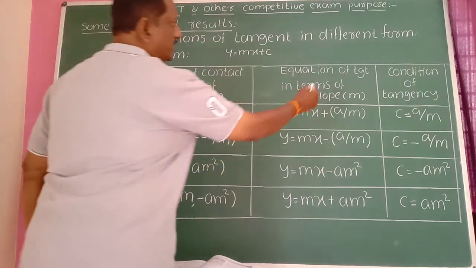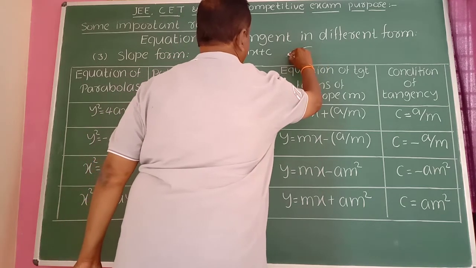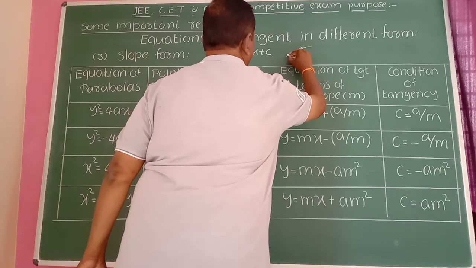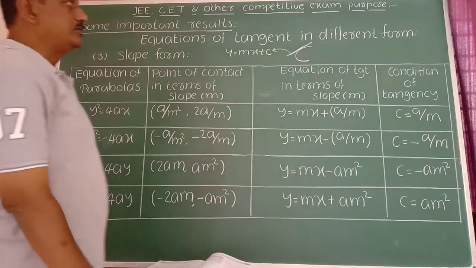Suppose this is a parabola here and this is the line here. Okay, then the equation of the line is y is equal to mx plus c.